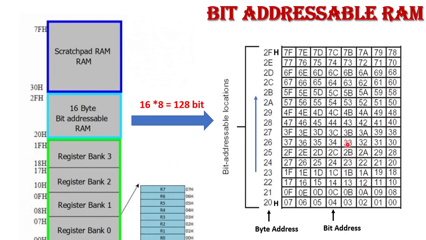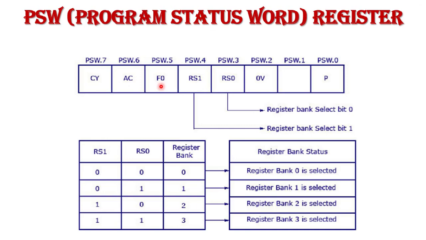This bit can be used or accessed by using the user-defined flag of the PSW flag register. This is the PSW flag register. In this register, bit number 5 is allotted for the user-defined flag. So by using this bit, the user can use or access the bit addressable area.